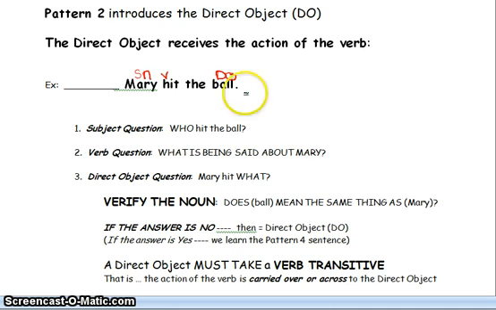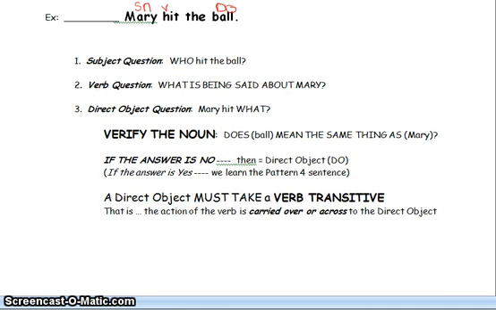Okay, and then there's one other thing that we have to do. So after we have labeled this a direct object, we now have to go back and we need to change our verb to what's called a verb transitive, and then we just add a little -t. And a regular verb does not handle direct objects. Verb transitives are actually verbs. Trans means across, and so it's where the action of the verb is actually carried across to the direct object. So if you have a direct object, you absolutely must have a verb transitive.